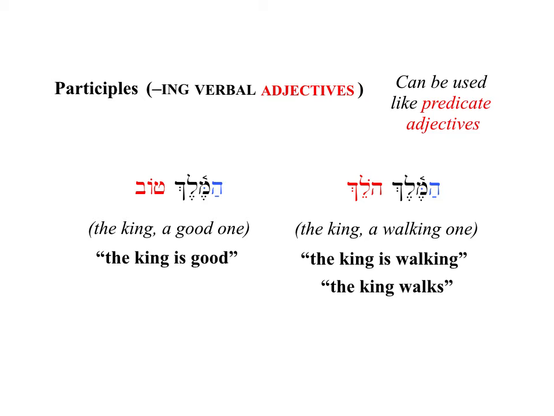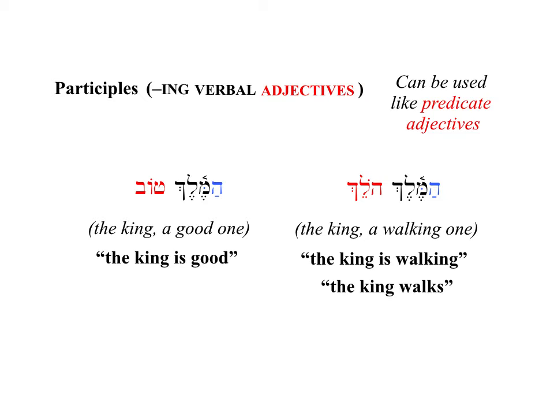But when we smooth it out into good English, we're not going to say the king is a walking person. We're just simply going to say the king is walking. And for us, is walking appears to be a verb rather than a verbal adjective. And this is where the confusion comes in. It's important that you understand how participles function, what their core meaning is, and differentiate that from what happens when you actually translate the participle into good English.